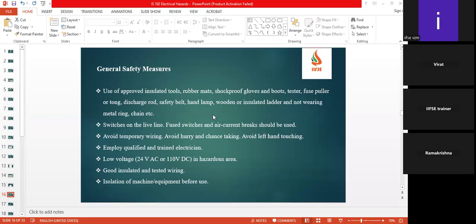And use qualified and trained electricians. Whoever is an electrician, they are trained so that they know how to handle the electric current. Then low voltage 24 and also 100 voltage is a hazardous area, so use good insulated and tested wiring, and test the installation of machines and equipment before usage.